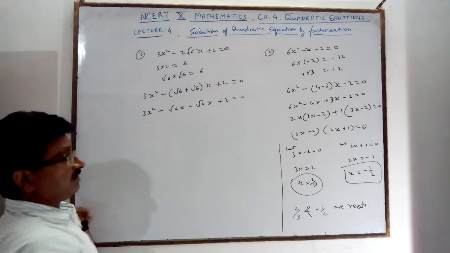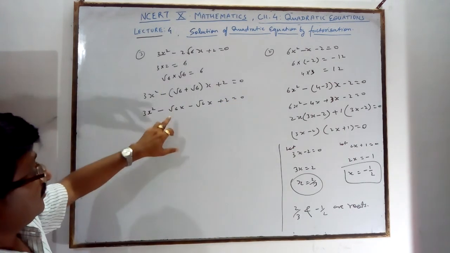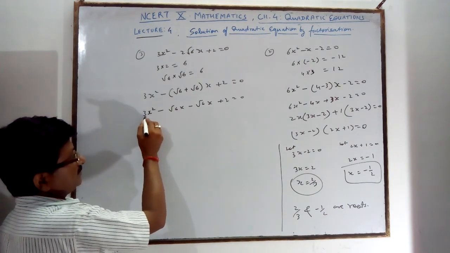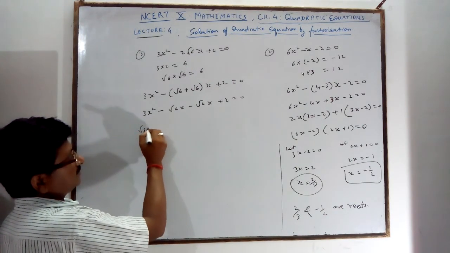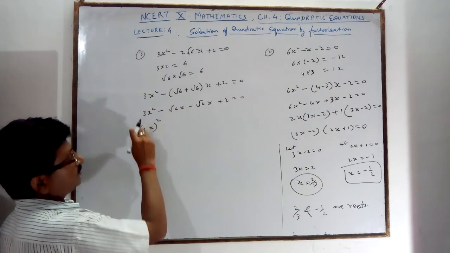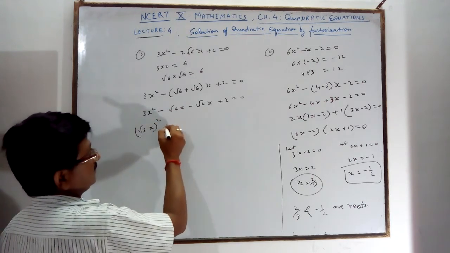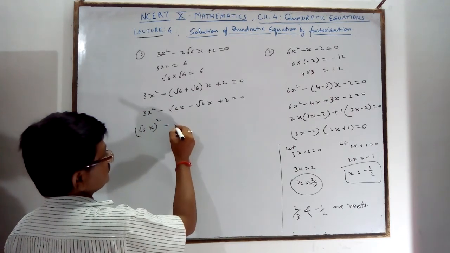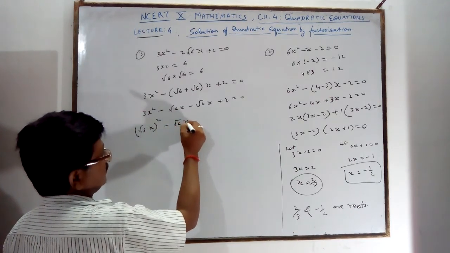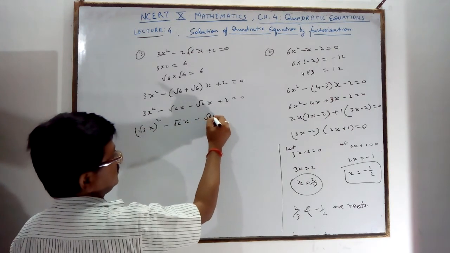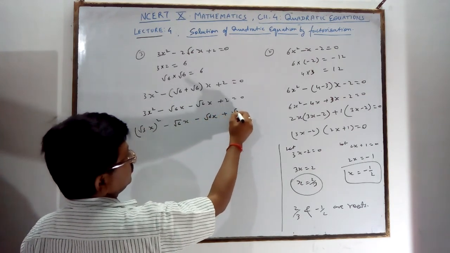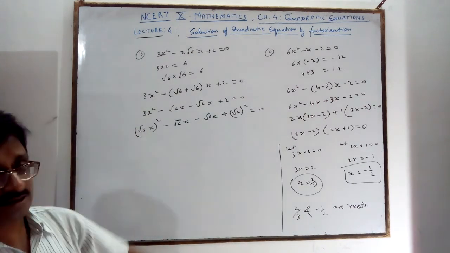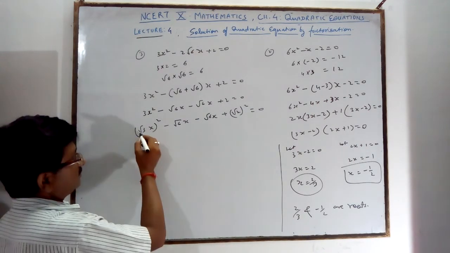Now again, what will be common? Root 6 you can write. 3 you can write as root 3x whole square, root 3 into root 3. Here minus root 6, minus root 6, this 2 you can write as root 2 square. Now root in all the terms, very easy to take common.